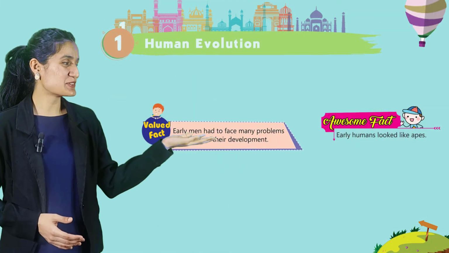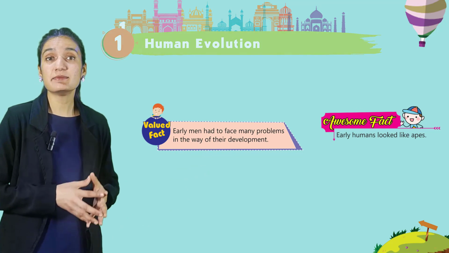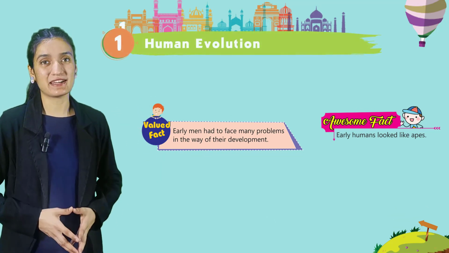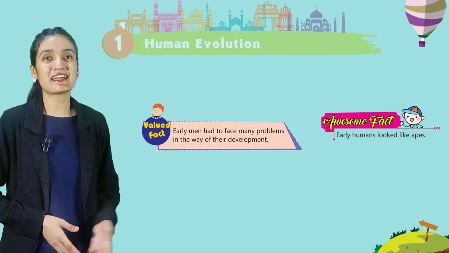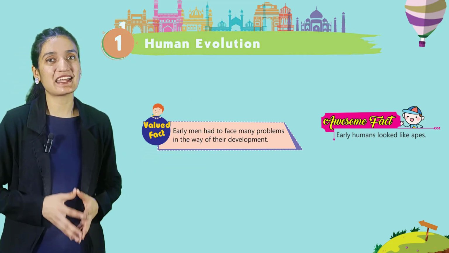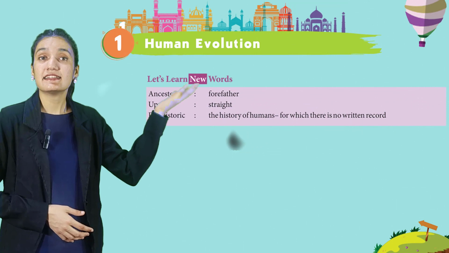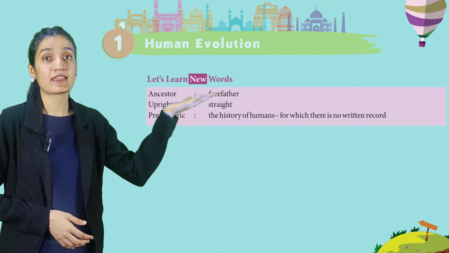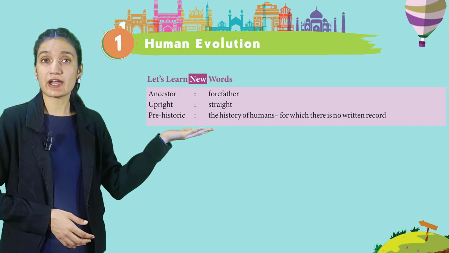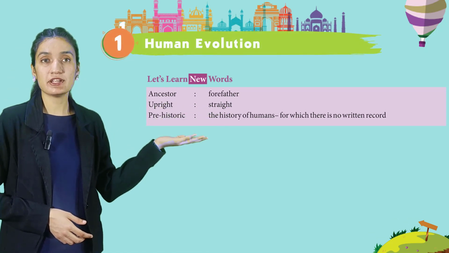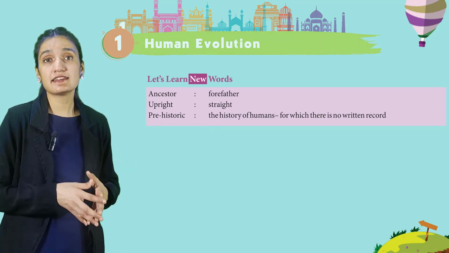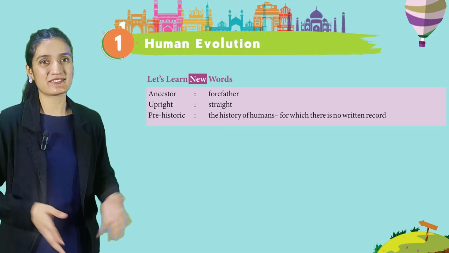Now let's see the valued fact, that is, early men had to face many problems in the way of their development. And here is the awesome fact that early humans looked like apes. Now students, let's learn new words. First is ancestor, forefather, upright, straight. Prehistoric, the history of humans for which there is no written record.